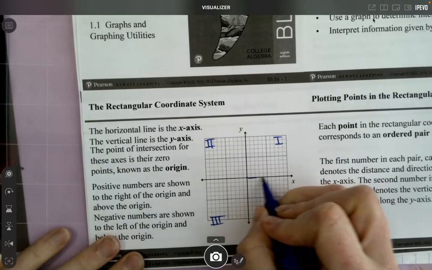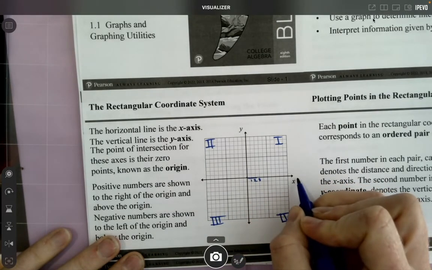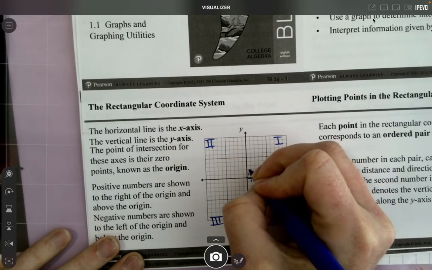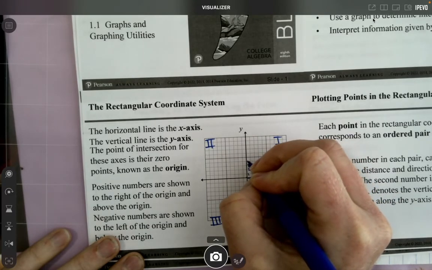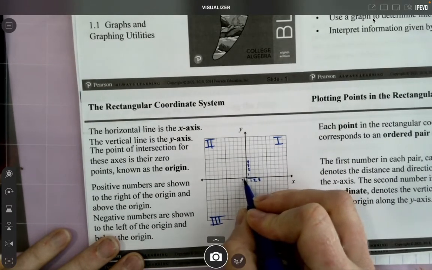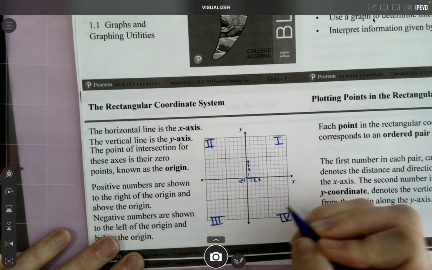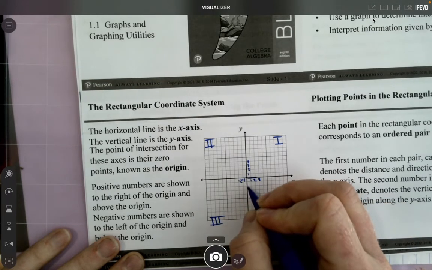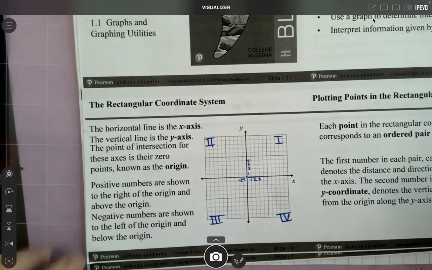Positive numbers go to the right, so this would be like 1, 2, 3, 4, and so on. Positive numbers on the y-axis go up, 1, 2, 3, 4, and so on. If you go to the left of the origin, you're going on the negative x-axis. If you're going down from the origin, it's the negative y-axis.